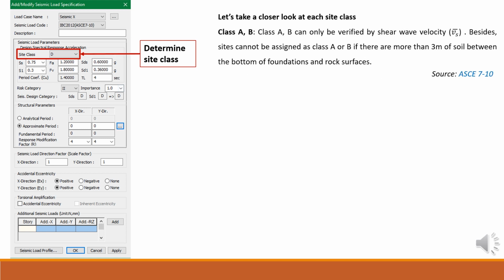Class A, B. Class A and B can only be verified by shear wave velocity. Besides, sites cannot be assigned as Class A or B if there are more than 3 meters of soil between the bottom of foundations and rock surfaces.